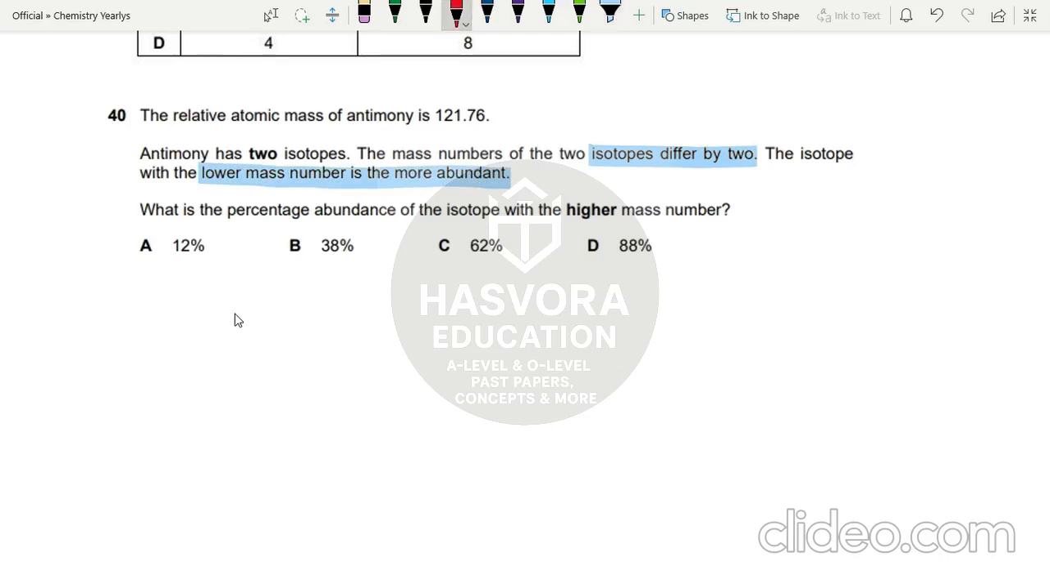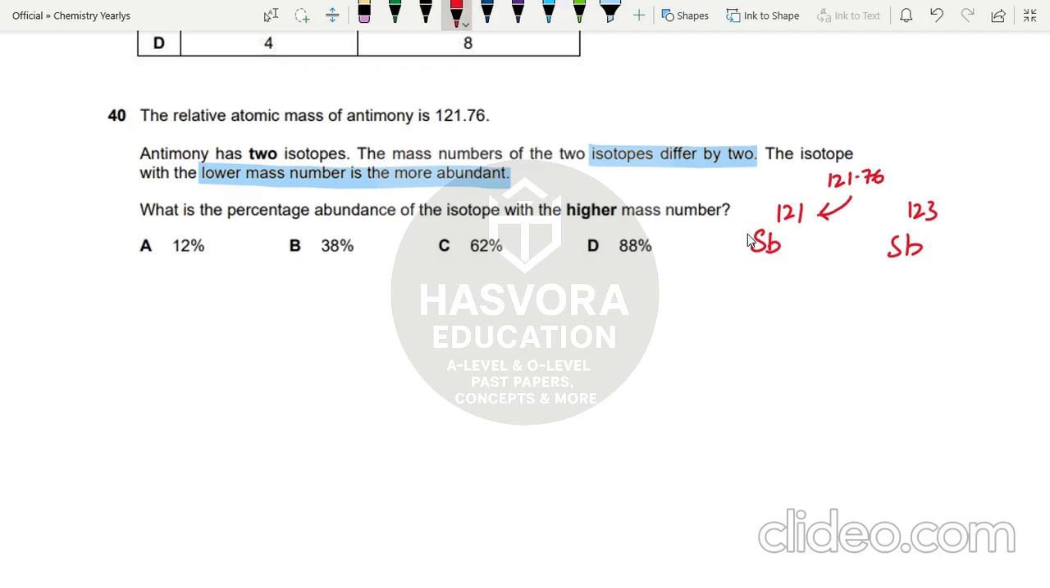I want you to know that if for example the lower isotope is 121 and the higher isotope is 123, it is differing by 2, okay? So if the lower mass is more abundant, it means that it will actually be close to 121.76, which is the relative atomic mass. So that is why it is more abundant. It will be close to the lower isotope, and the other one will have less percentage of it.